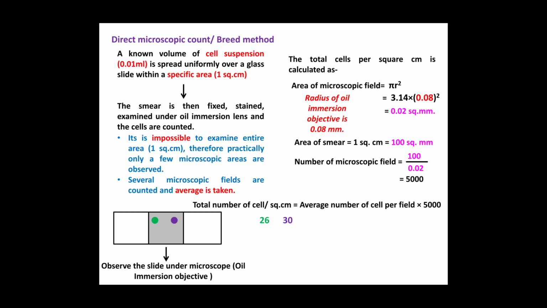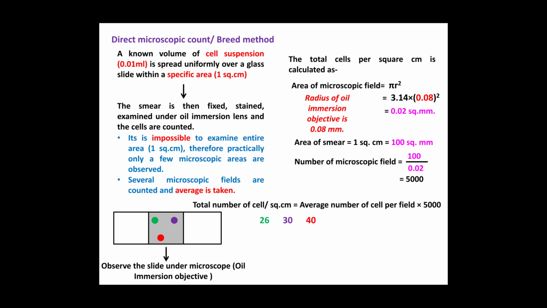Again similarly I move the slide, as you can see in the diagram, denoted by a red color, and there I counted 40 cells. Friends, you can choose any number of microscopic fields. Here I am choosing 3 microscopic fields. So in the first microscopic field I got 26, in the second I got 30, and in the third microscopic field I got 40. Now we have to take the average number of cells per field.